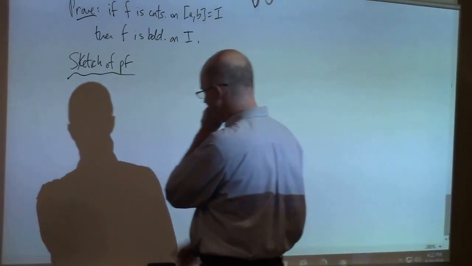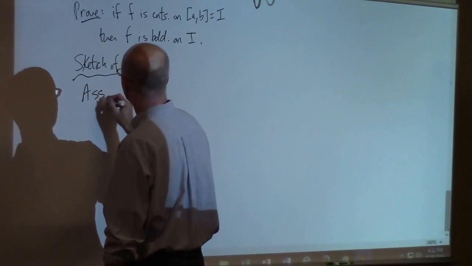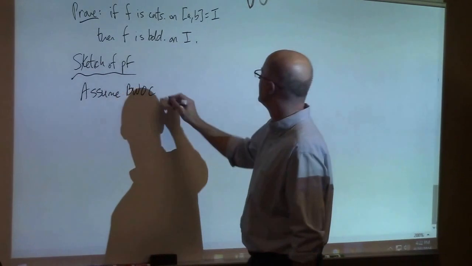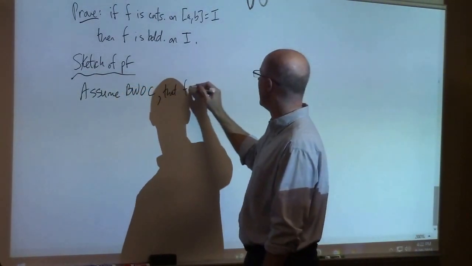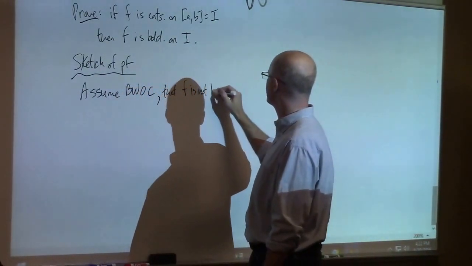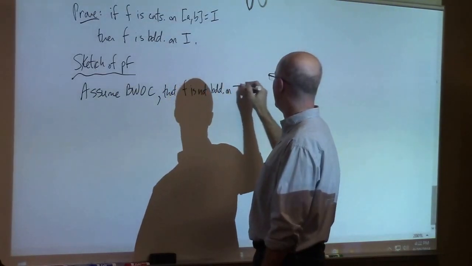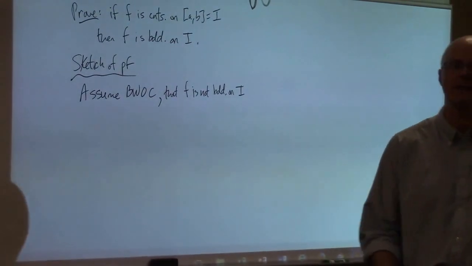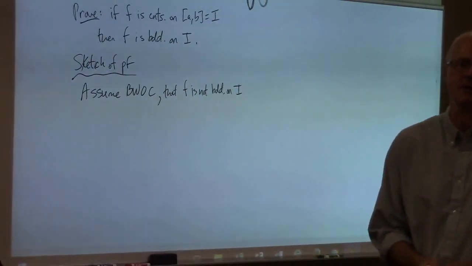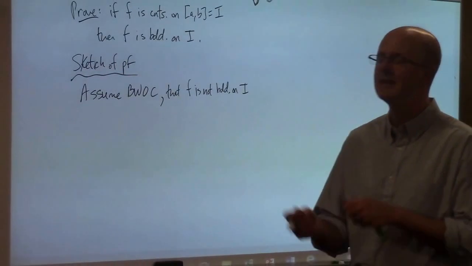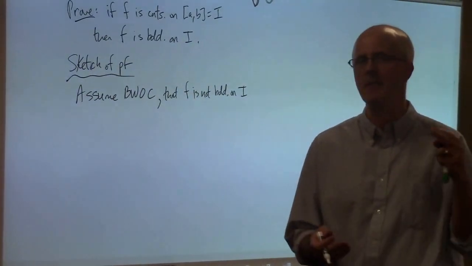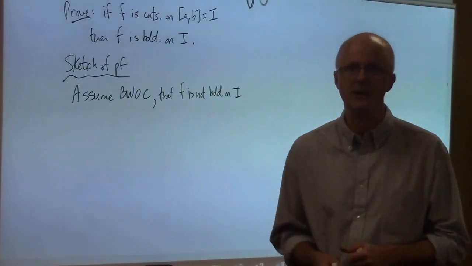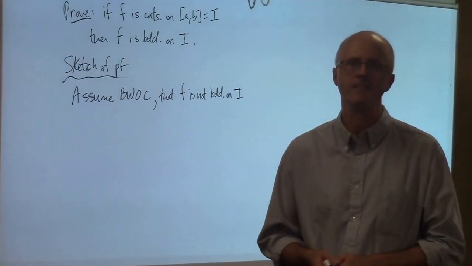Doing it by contradiction, you could say assume, by way of contradiction, that f is not bounded on I. Okay, what would that mean? You need to negate the definition of what it means for a function to be bounded. What does it mean for a function to be bounded? It means there exists some m, so that for all x in the interval, the absolute value of f of x is less than or equal to that m.